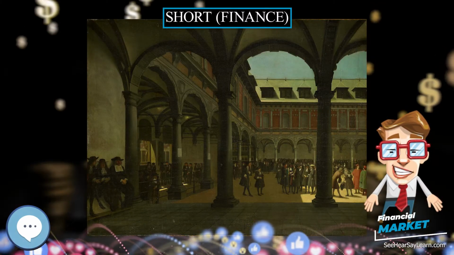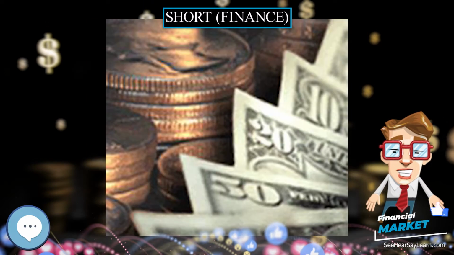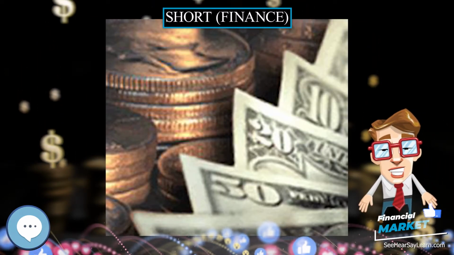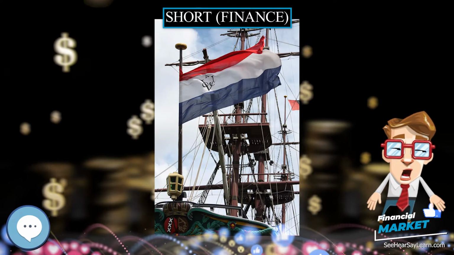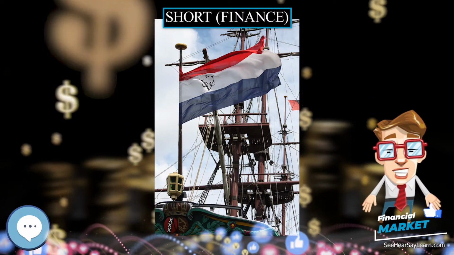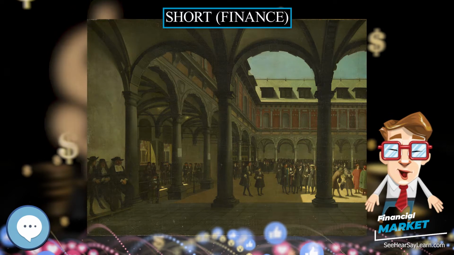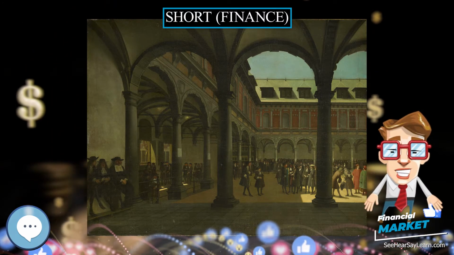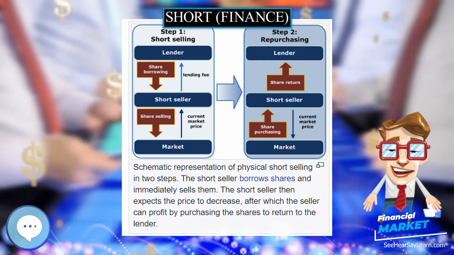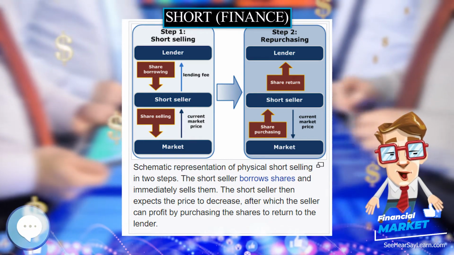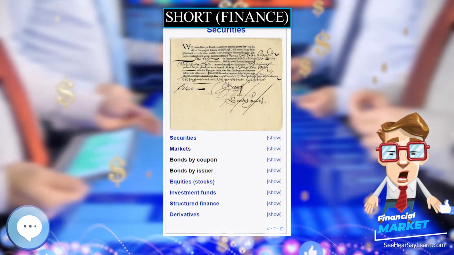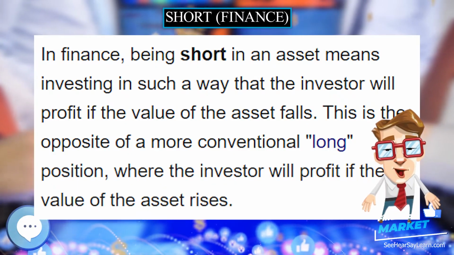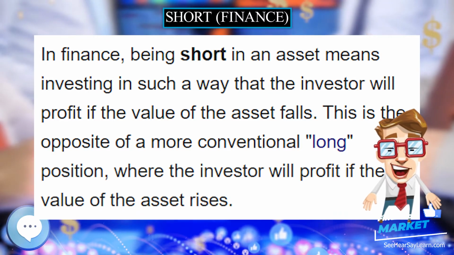The most fundamental method is so-called physical short selling, which involves borrowing assets, often securities such as shares or bonds, and selling them. The investor will later purchase the same number of the same type of securities in order to return them to the lender. If the price has fallen between the time of the initial sale and the time the equivalent securities are repurchased, the investor will have made a profit equal to the difference. Conversely, if the price has risen, then the investor will bear a loss.